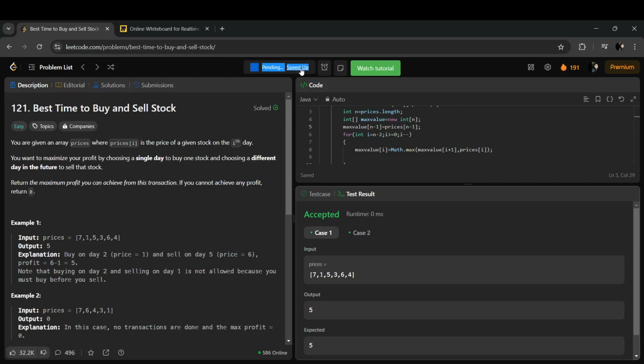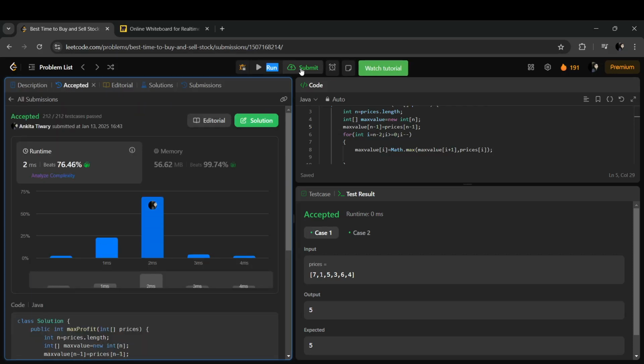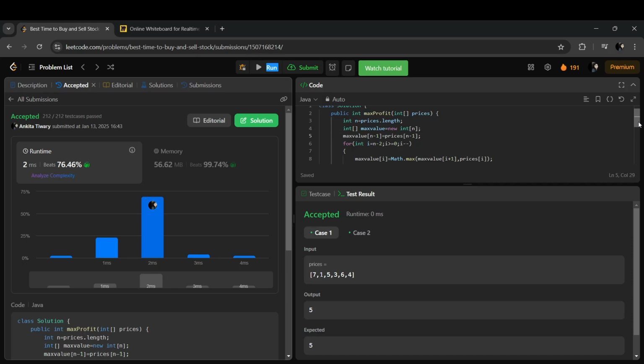Sorry for the network issue which happened. And yeah, it works. Basically an easy code. You just create a max value array so that you can subtract and get it.